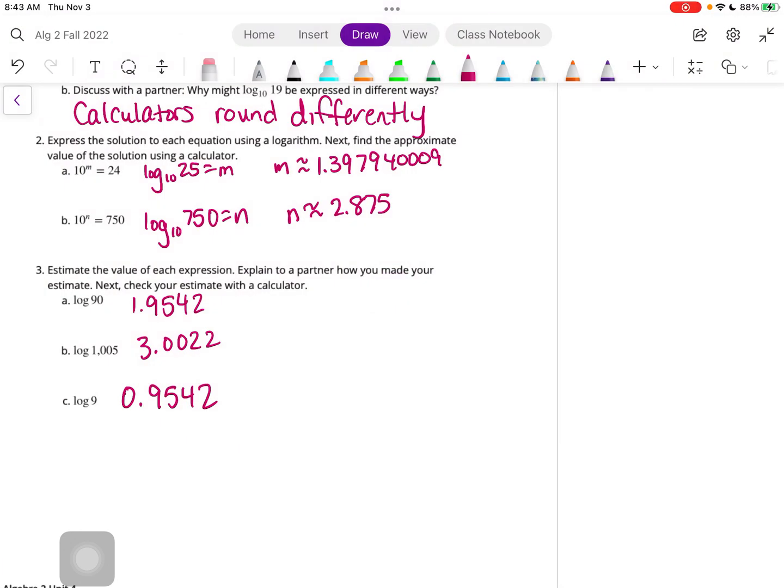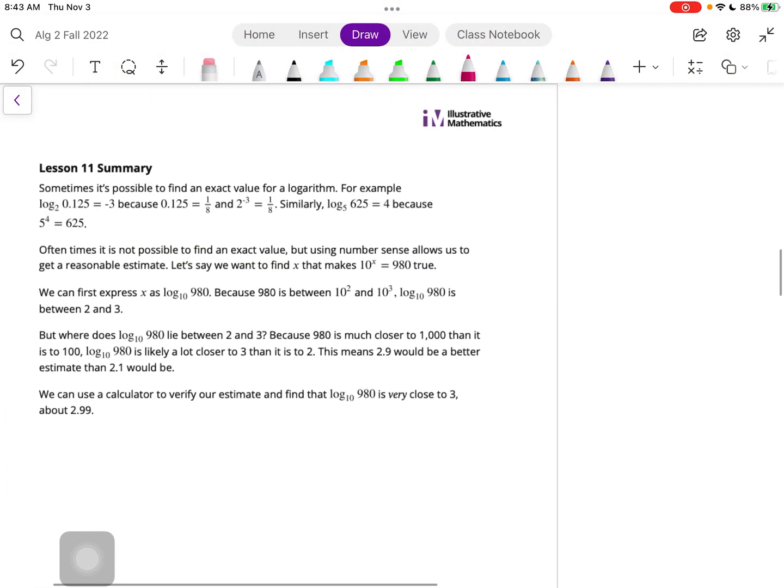All right, so that is how you can use a calculator to find logs of base 10. And then you have your summary down here if you'd like to review that in a way of reviewing the lesson.